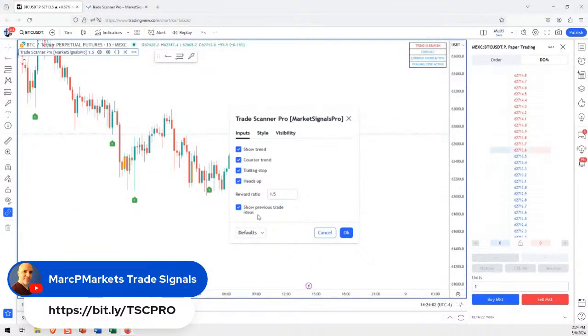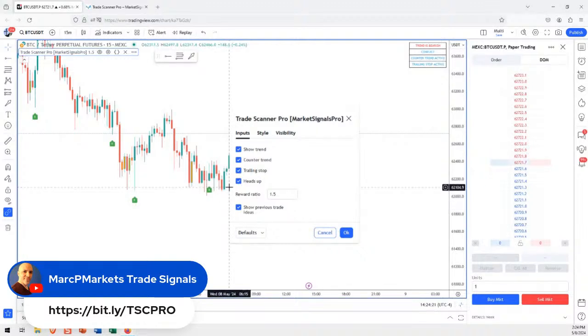The bottom feature over here is show your previous trades. You notice all these little green arrows popped up. Those were previous signals, okay? So you want to put that up. By default, all of these are not checked. So you want to check that when you start your TradeScanner Pro, okay? You want to check the heads up.